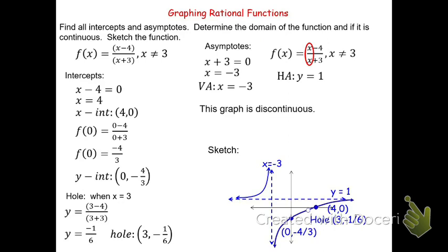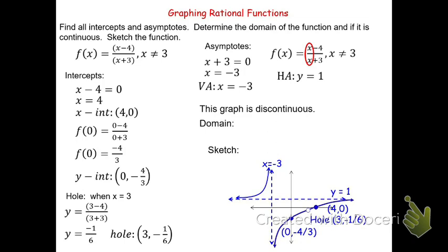This graph is discontinuous. It has both the vertical asymptote and the hole, so there's actually two breaks to this graph, which means when we write the domain, there's going to be two exclusions. The domain here is all numbers for x, except x cannot be -3, that's where the vertical asymptote is, and +3, because that's where the hole is.